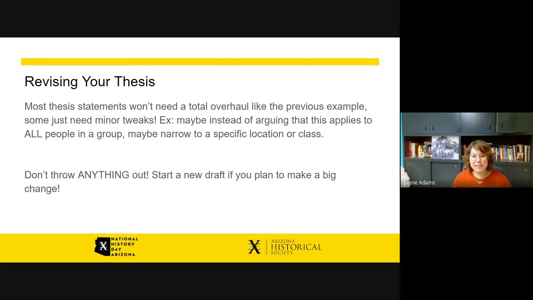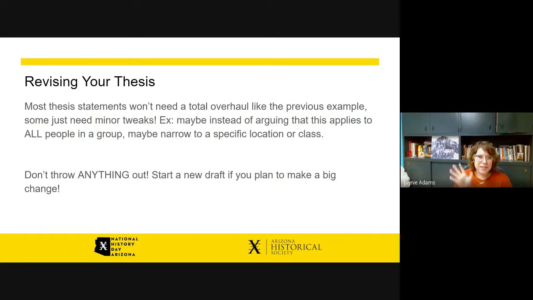Remember that when you're writing your thesis statement, it's important to be broad enough that you can actually find the material you're looking for, but not so broad that you can't make a point. You really need to strike a good balance between a broad topic and a narrow topic to find something that you can actually argue.